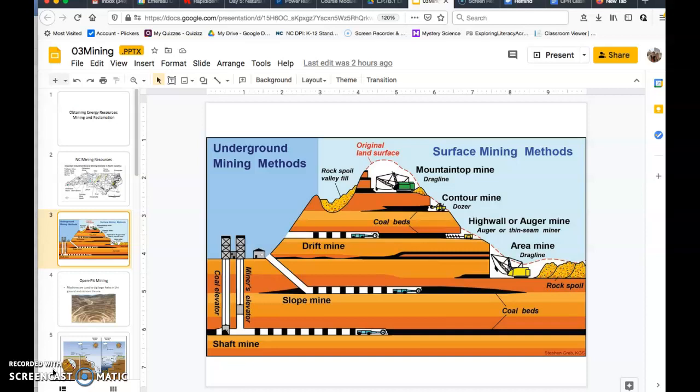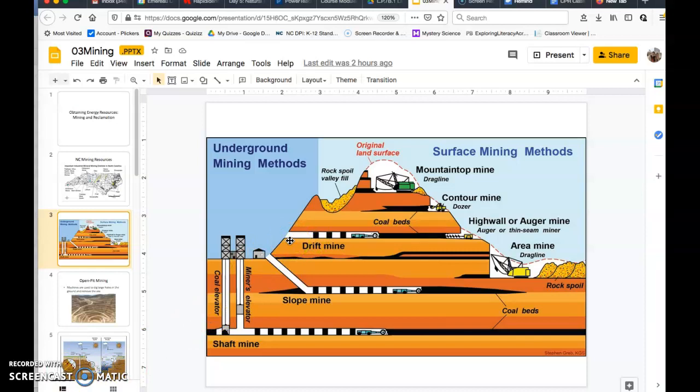Underground mining uses tunnels and shafts, just like what you would imagine, like the Seven Dwarfs. You go in and it's really dark, and you start mining out the different pieces of the earth, whatever it is you're looking for. We do those with drills. We have three different types of underground mining.